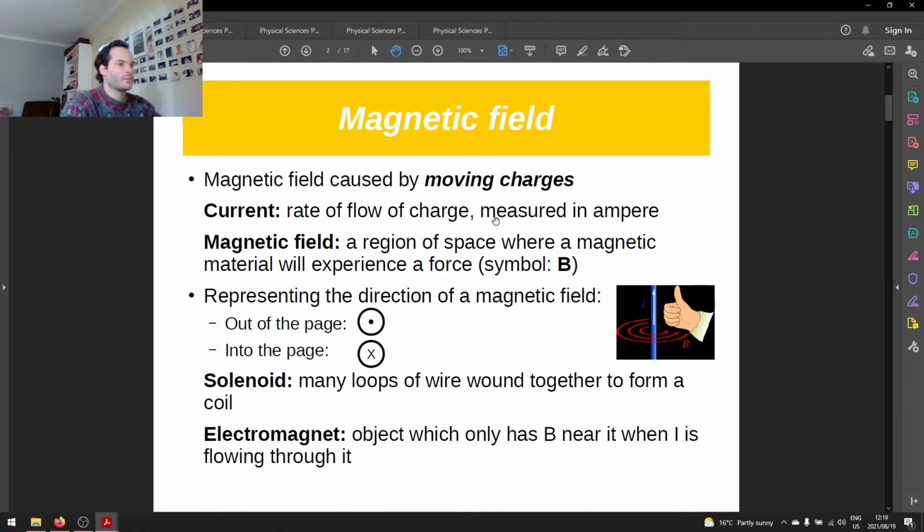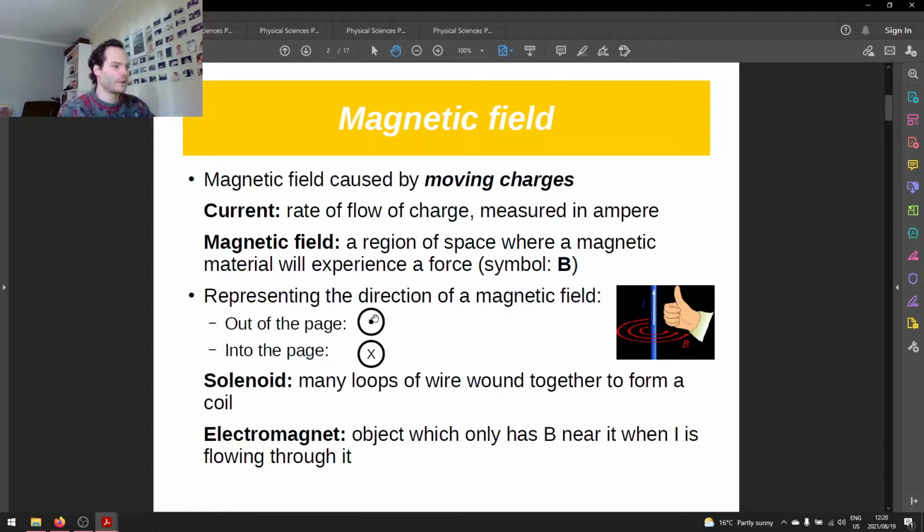We know that when charges move, a magnetic field is formed, and current, of course, is just the rate of flow of charges. So in other words, when current flows through a conducting wire, a magnetic field is going to be induced around that current-conducting wire. Then magnetic field, our grade 10 definition there, is just a region of space where a magnetic material will experience a force, and the symbol for magnetic field is a capital B. It's a vector, of course.